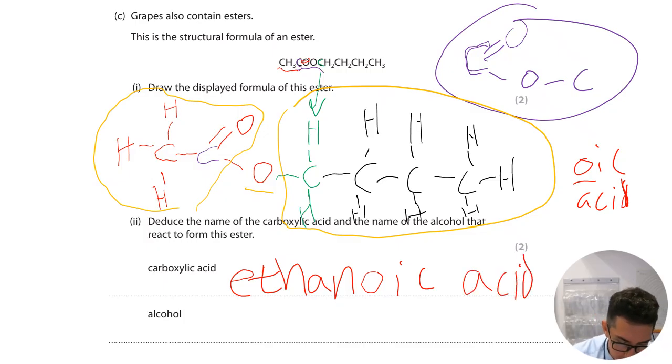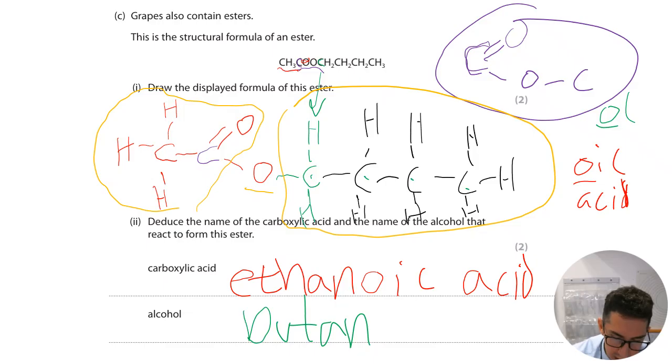And the alcohol, let's do the alcohol. The alcohol has 1, 2, 3, 4 carbons. So that's butane. The end of an alcohol is OL, so we drop the E. Butane with an E, but we drop the E because this is a vowel, so it becomes butanol.